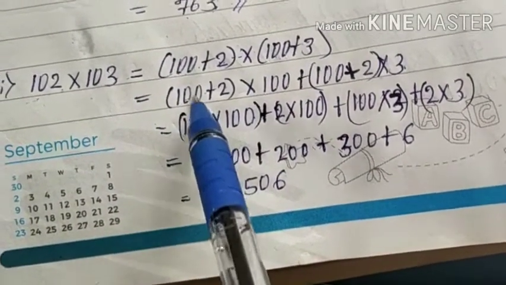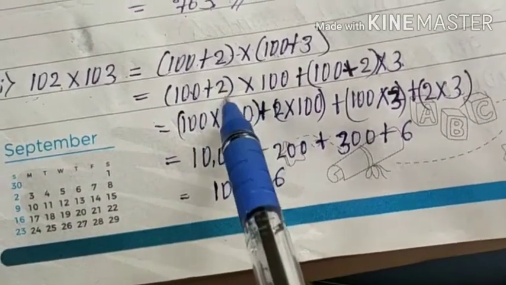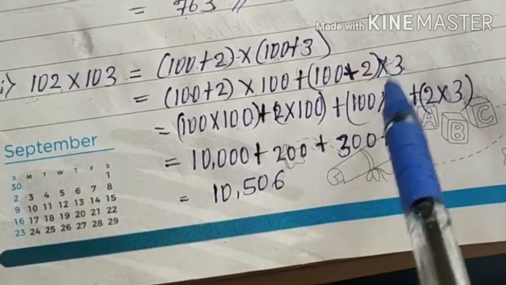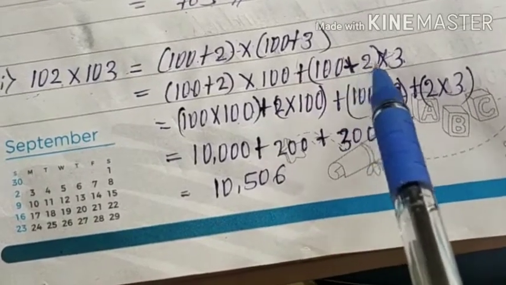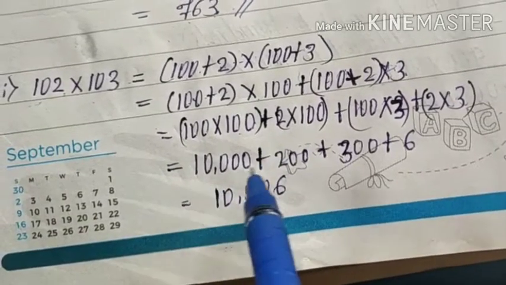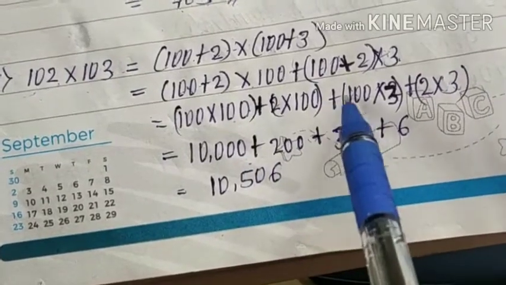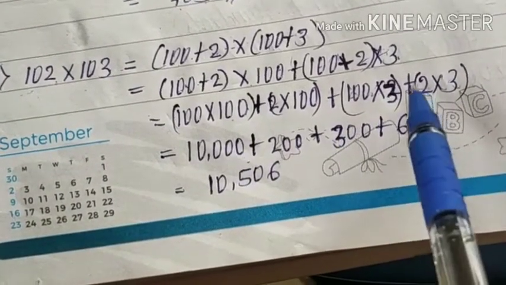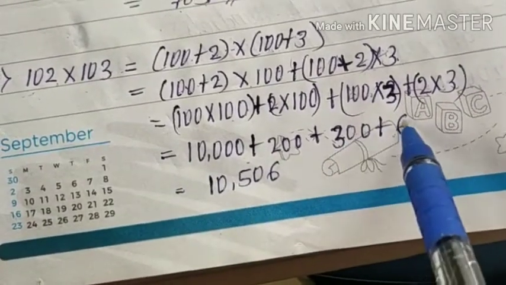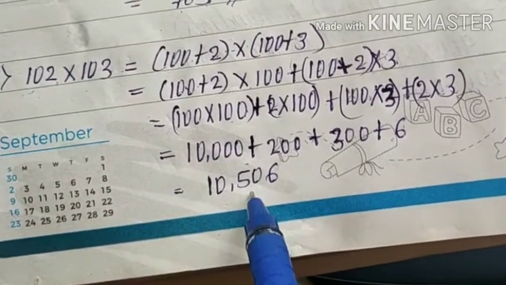See here, 100 into 100 plus 2 into 100 plus 100 into 3 plus 2 into 3. So 100 into 100 is 10,000 plus 2 into 100 is 200 plus 100 into 3 is 300 plus 2 into 3 is 6. You have to add all 4 numbers. You will get 10,506.